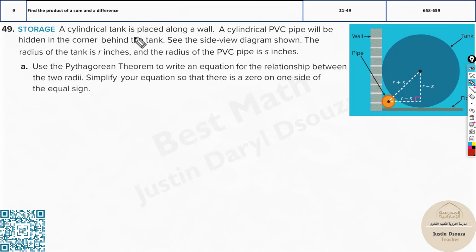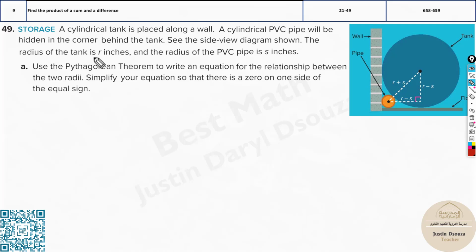We have an interesting problem here. A cylindrical tank is placed along a wall. See, you can see this is the wall and this is the tank. A cylindrical PVC pipe will be hidden in the corner behind the tank. Okay, this is the one. See the side view of the diagram. This is the top view basically.